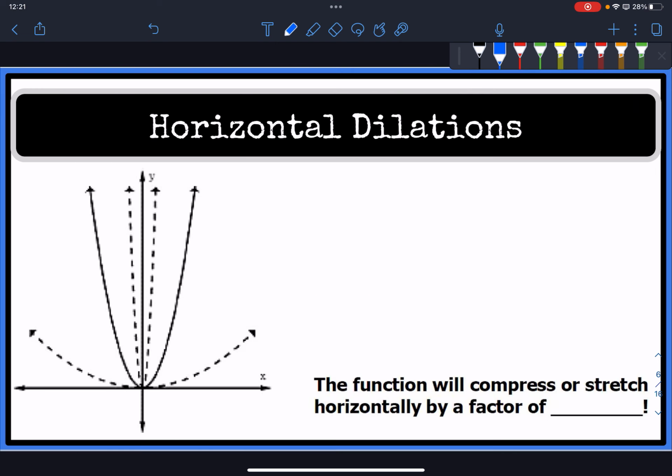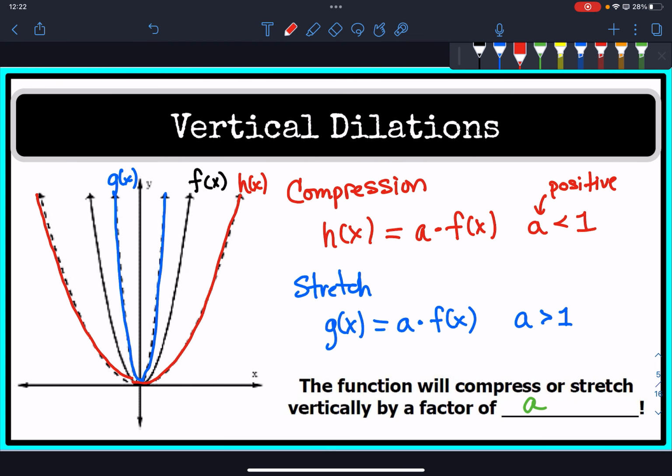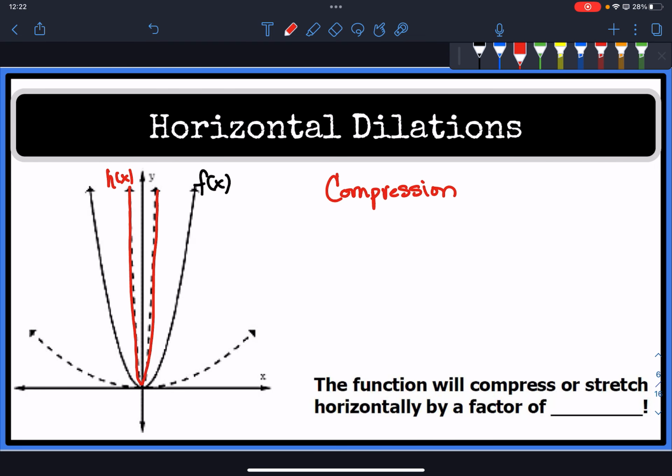Now, for horizontal dilations, things again are backwards. So here's the original function f of x, and in order to compress it horizontally, meaning getting this and pulling it inwards, that's going to make the graph become skinnier. So the graph will look like this. This right here is a compression, and we'll call this h of x.